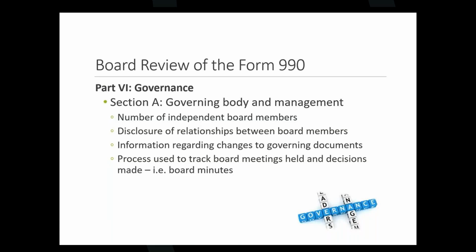Other information included here is just the disclosure of relationships between board members. So this would be either a family relationship or a business relationship. So that will be disclosed here. You'd also include any information regarding changes to governing documents. So if there was an amendment to bylaws or change in articles of incorporation, you would want to mark this section as yes and follow the instructions for whatever information also needs to be provided.